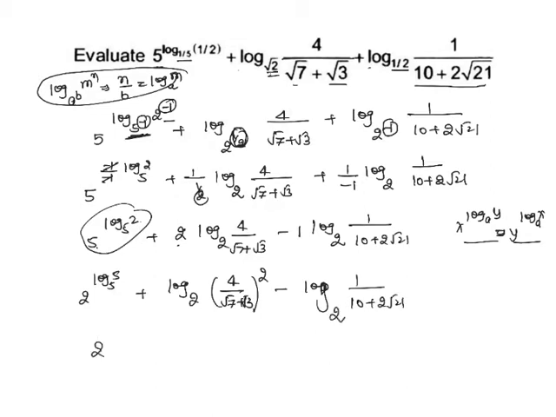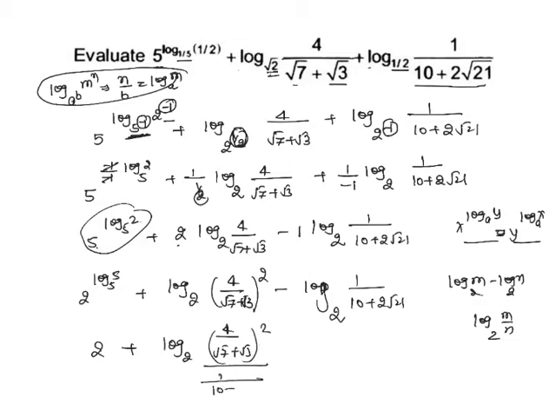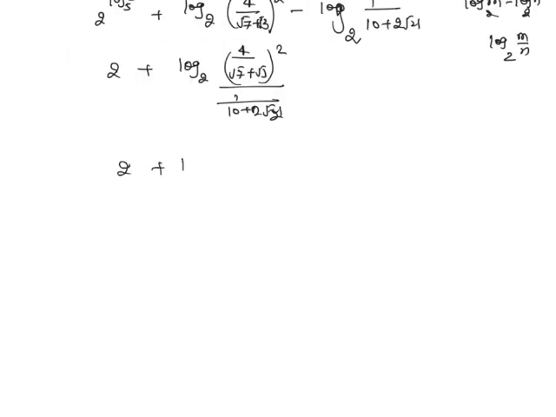So this will come 2 plus this will be log m minus log n, base is what? 2. So this will come log m divided by n base 2. So this will come log 2 as it is: 4 divided by root 7 plus root 3 whole square, divided by 1 divided by 10 plus 2 root 21. So this will come 2 plus log 2. This we can write as 4 square divided by root 7 plus root 3 whole square, into 10 plus 2 root 21 will come. So this will come 2 plus log 2 of 4 square.